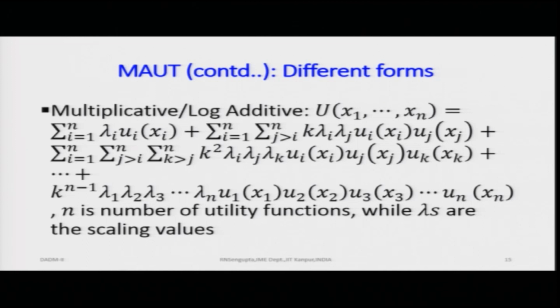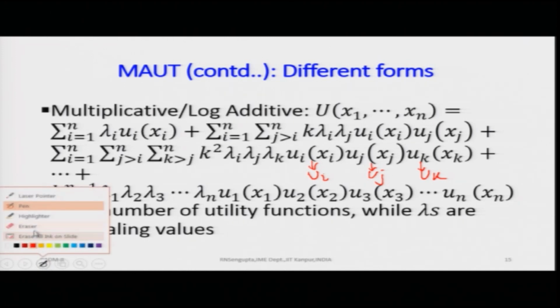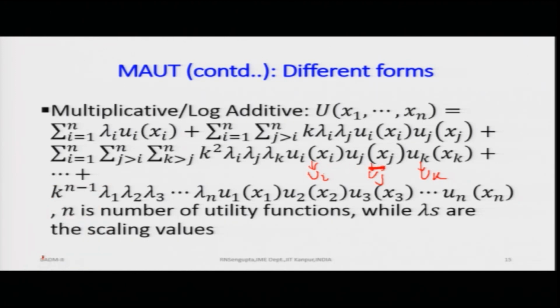So, here it is. I am only marking one. I use the red color, so it will be easy for me to write. So, this is basically ui, this is uj, this is uk. Let me use the color difference, so it will be easy for me to explain also.